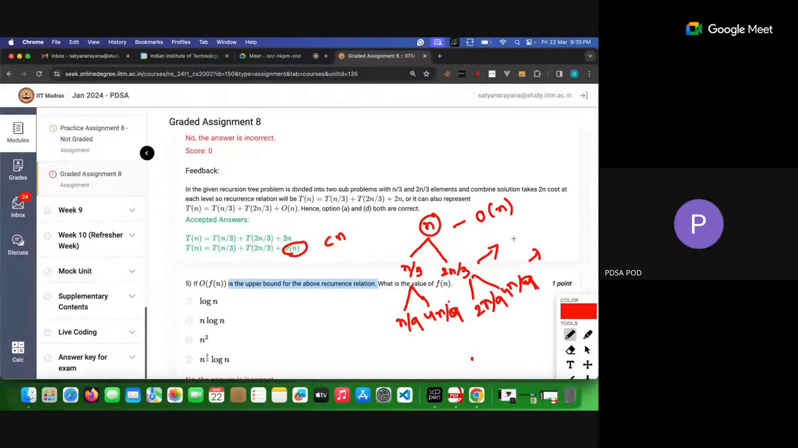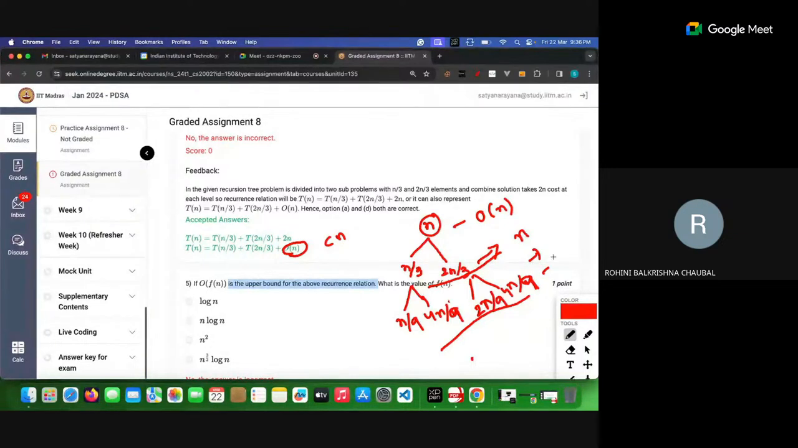So n by 3 and 2n by 3, what is the constant time here at this place? It will be n, no? N by 3 and 2n by 3 will be n. Yes, n. So next one, when you go for this level? 4 and 4, 8 and 3, 11 by 9 it will be. 11 by 9. Sure? Yes.